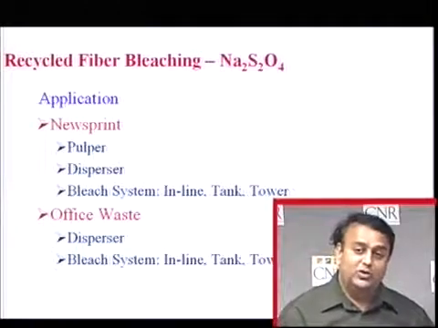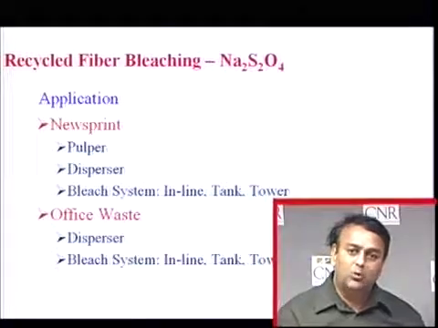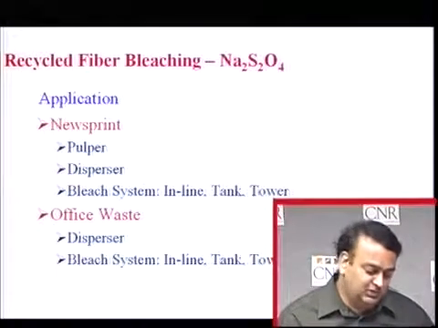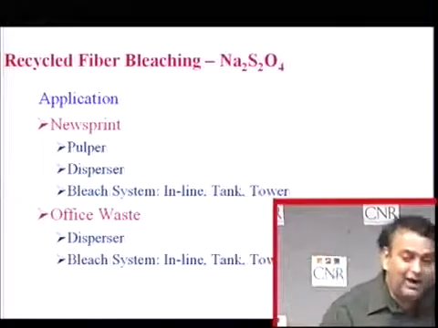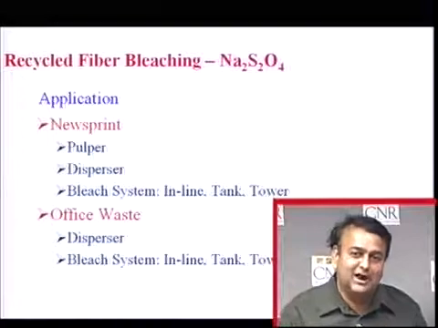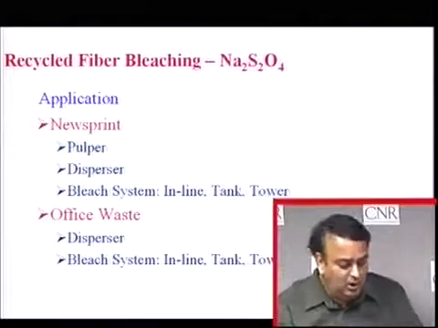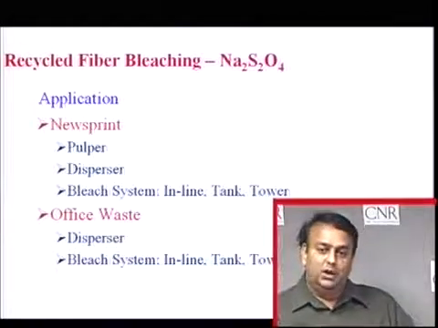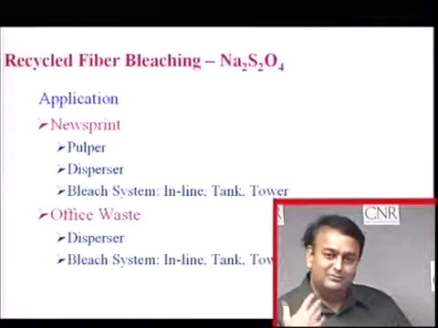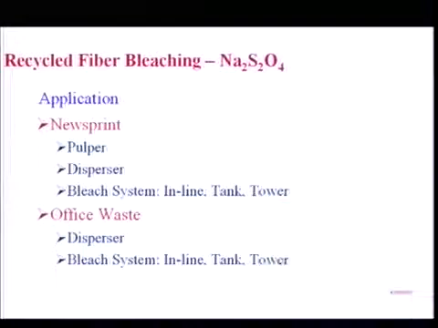Where do you apply hydrosulfite in your process? You can apply it in the pulper. Rohm and Haas has a patent called reductive bleaching technology, and you can apply it at the disperser, with the kneaders and with disc-type dispersers. You can add hydrosulfite right there, or in a bleach system, inline bleaching in the pipeline or standpipes, or tower bleaching like upflow towers. In the case of office waste, you can add it at the disperser and again inline, in tanks and towers.